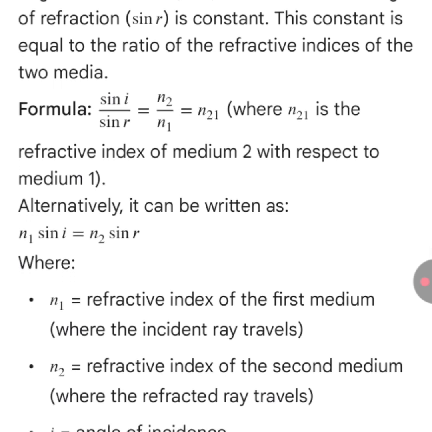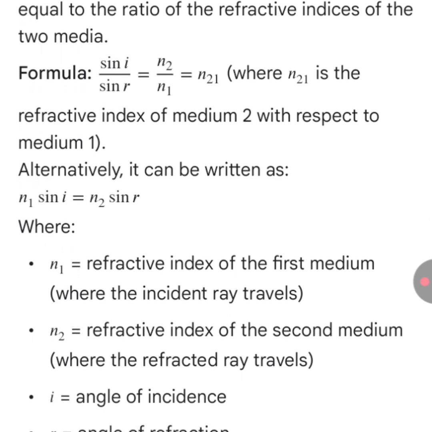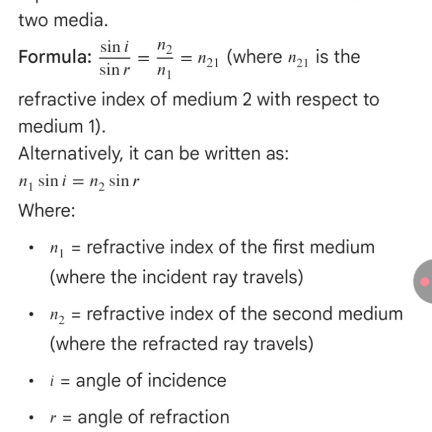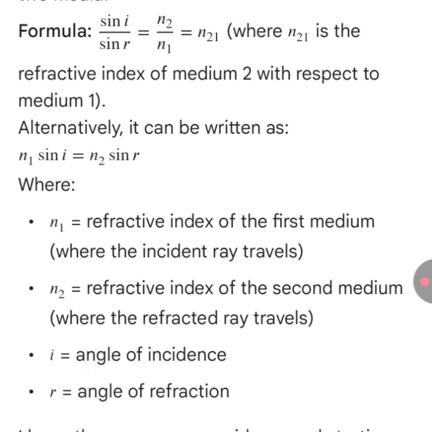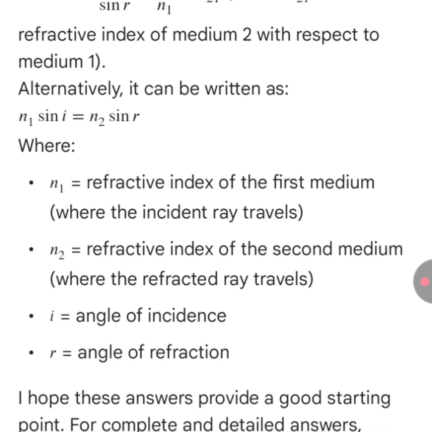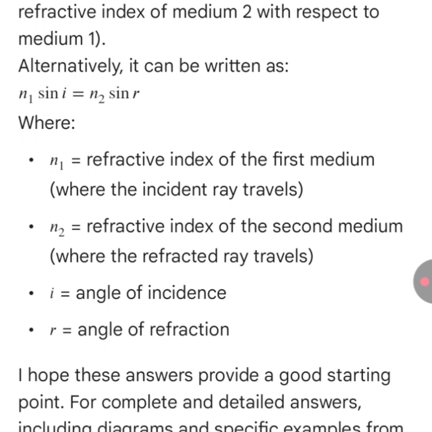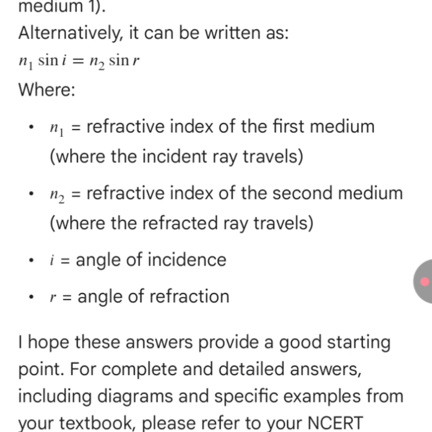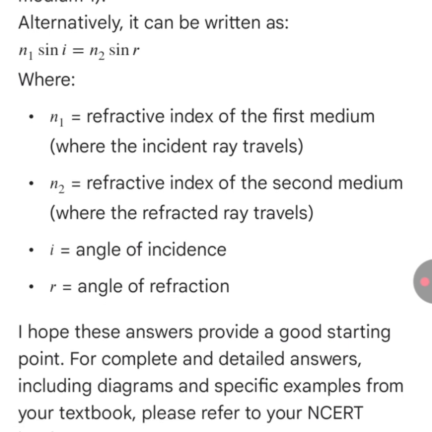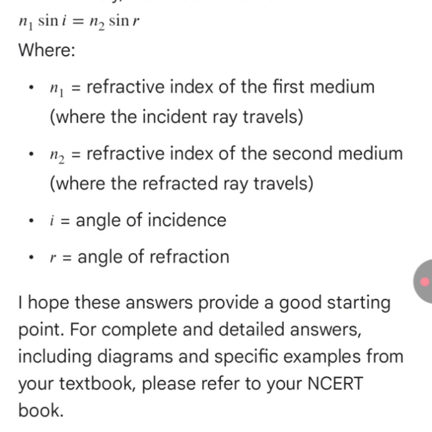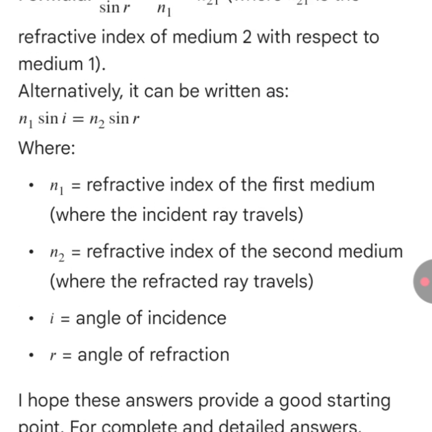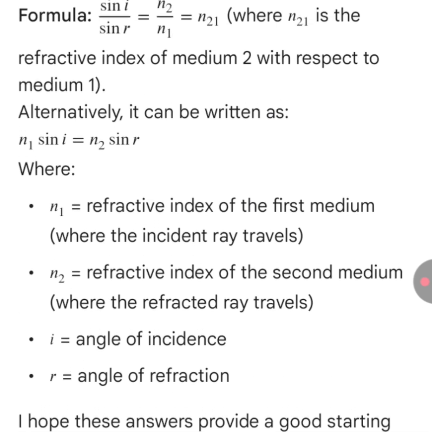Formula: sin i / sin r = n2/n1 = n21, where n21 is the refractive index of medium 2 with respect to medium 1. Alternatively, it can be written as n1 sin i = n2 sin r, where n1 equals refractive index of the first medium, where the incident ray travels, and n2 equals refractive index of the second medium, where the refracted ray travels. i equals angle of incidence, r equals angle of refraction.